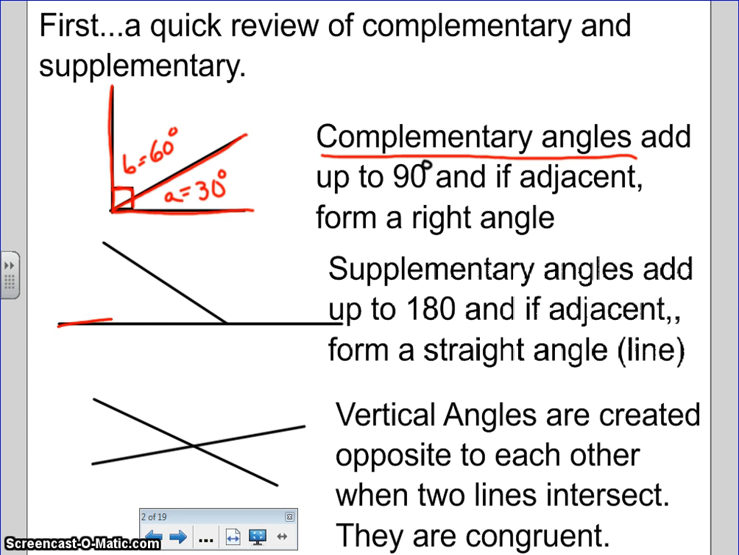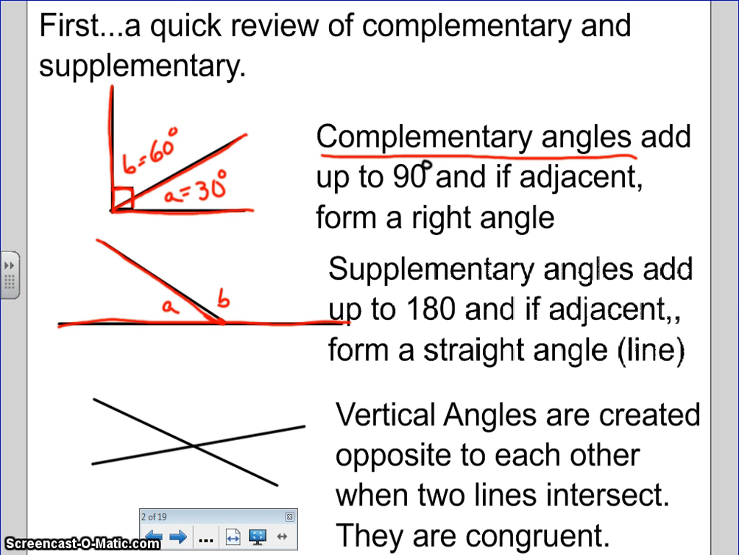The pictures usually look like this, where you've got a straight line, and on one side of that straight line, it's divided into two little angles or two other angles, and those angles are going to add up to 180 because there's 180 degrees in a straight line. If this were angle A and this were angle B, we would say that angle A and B are supplementary.